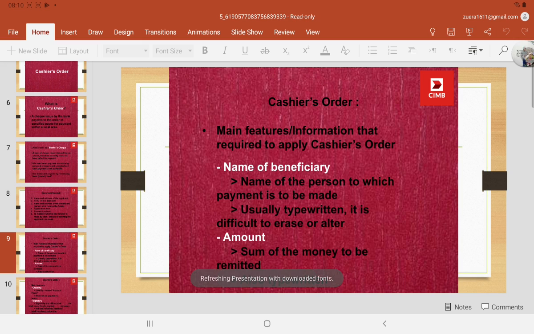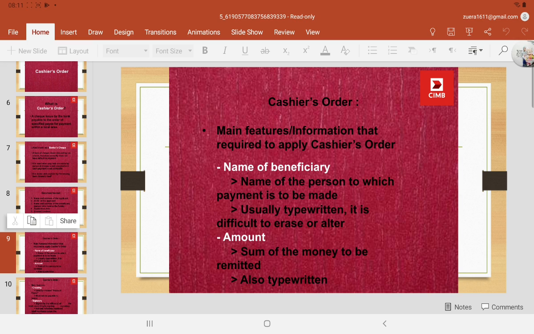Okay, so what is the information required to apply the cash order? In order for us to apply this type of remittance, we have to give all this information, and also the features that must be on the cash order. Firstly, the cash order must have the name of the beneficiary, which is the person that you want to transfer the money to. You must state it on the bank cash order.